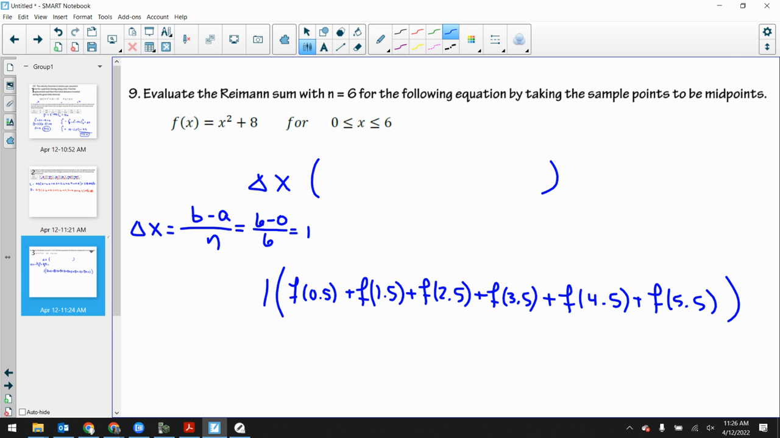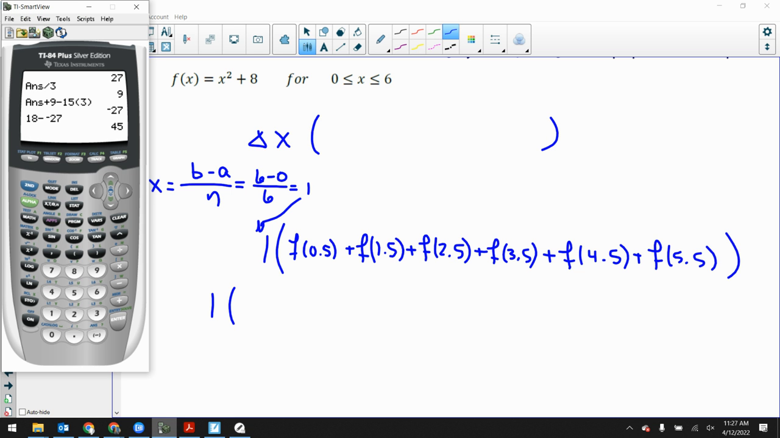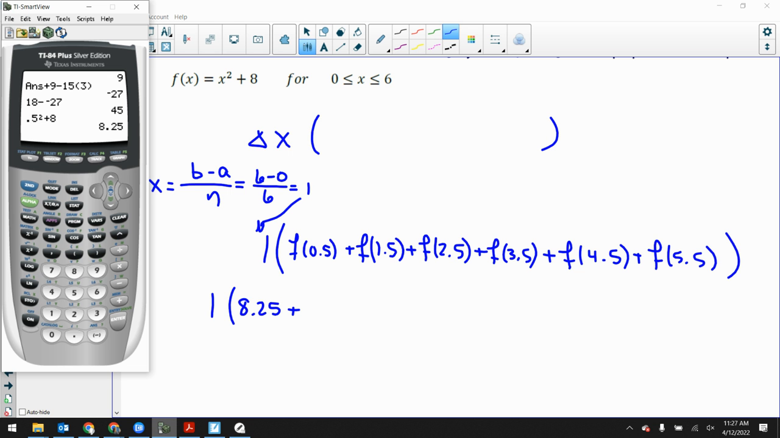Okay, now I just evaluate what that is, right? My delta x went out here, and then I have to just evaluate what that is using that function, x squared plus 8. So f of 0.5 would have been 0.5 squared plus 8. 8.25. Okay, so 1.5 squared plus 8. 2.5 squared plus 8. 3.5 squared plus 8.